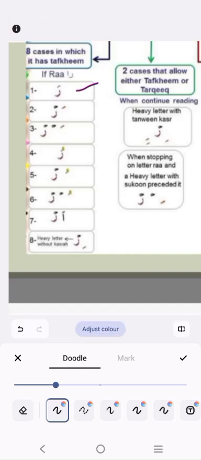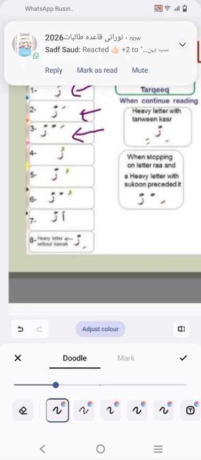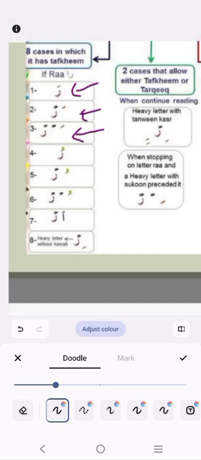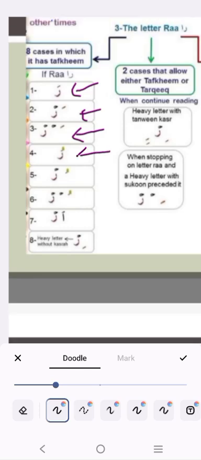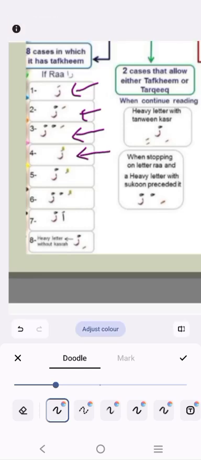First, if the raa is bearing fatha. Second, if the raa is with sukoon and the letter before it has fatha. Third, if the raa is sakin, the letter preceding it is sakin, and the letter preceding this sakin letter is with fatha. And the fourth case is if the raa is with dhamma.